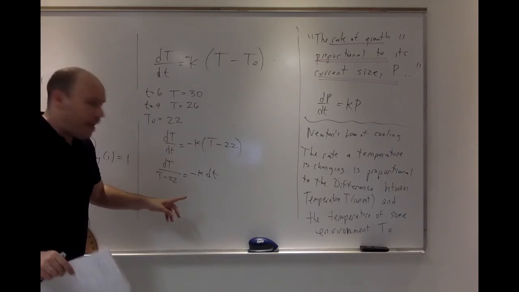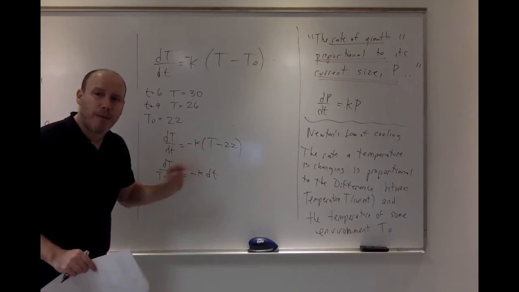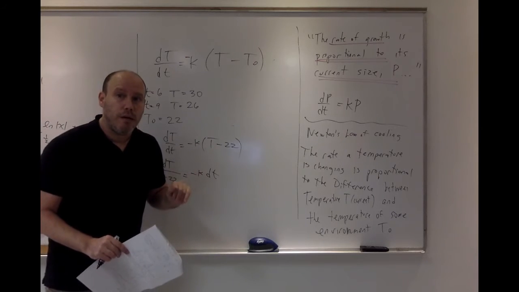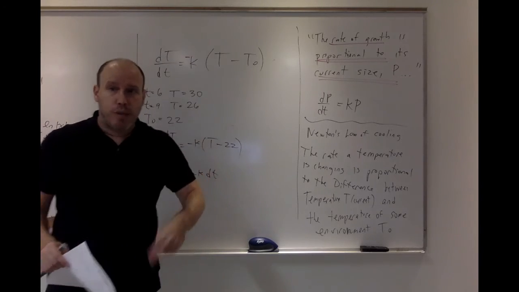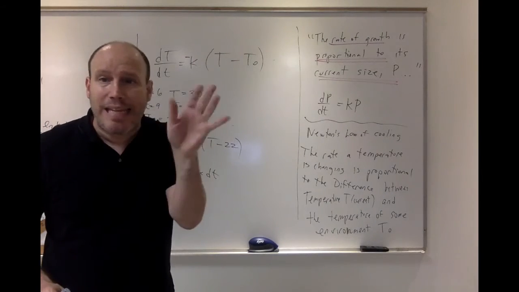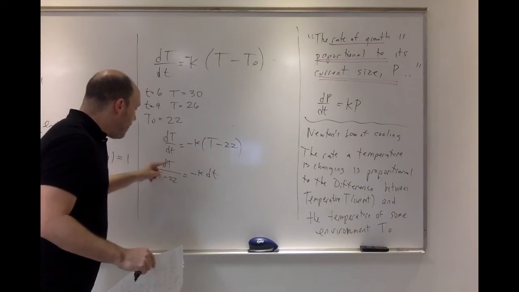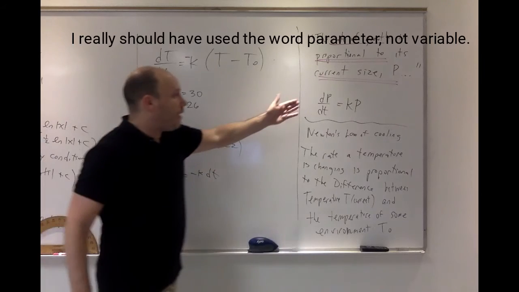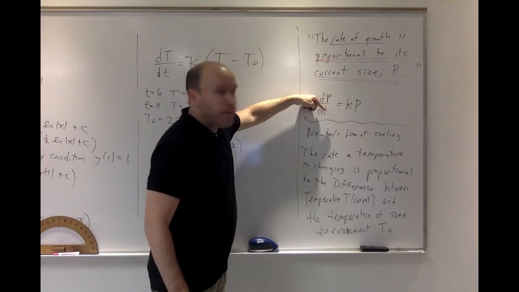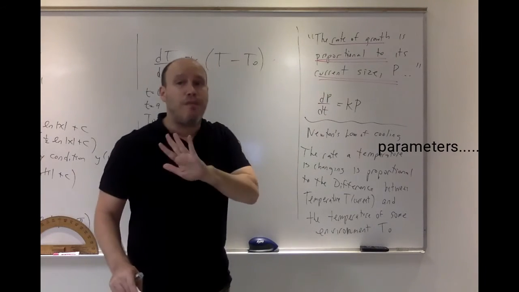Please remember, temperature versus time. This k is just a number. It's like the number 3. This is no different than dy over dx. We're dealing with y's and x's. Anything else is just a constant. In this case, we're dealing with T's, big T's, and little t's. The k is just a constant. Over here, if we're dealing with P and t, it's P's and t's. Everything else is just a constant.